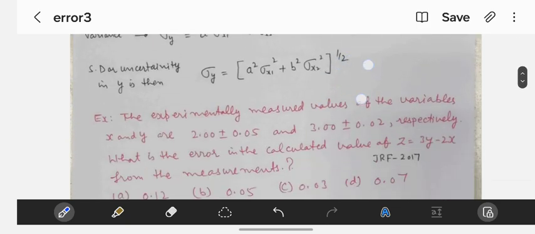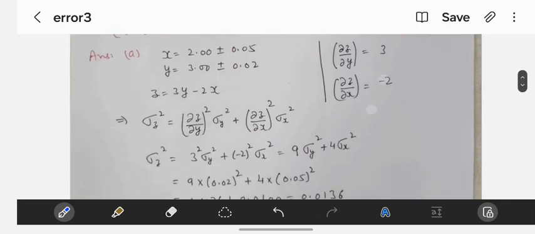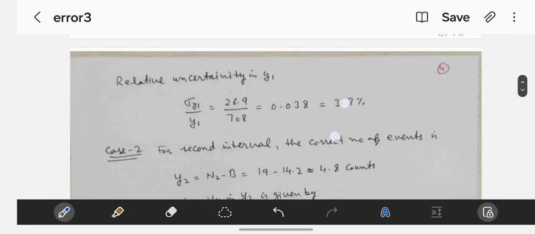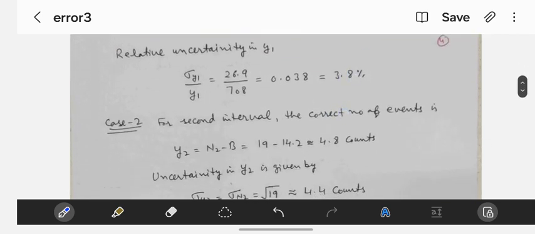Okay, so it is not on this page, it's just randomly arranged here. If you want to find the relative uncertainty in y1, that will be sigma y by y. Sigma y is 26.9 and y is 708. It will give you 3.8%.